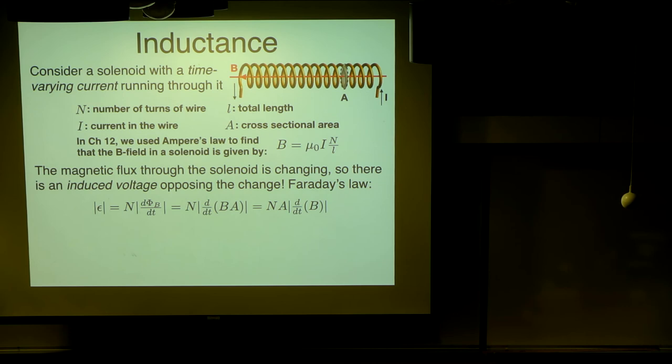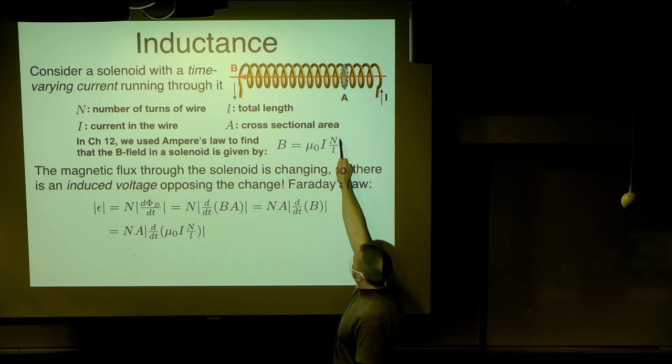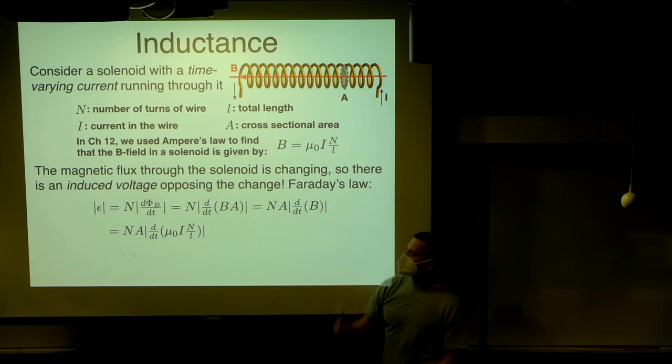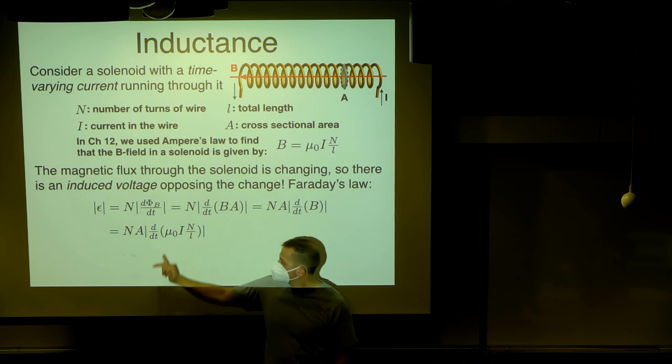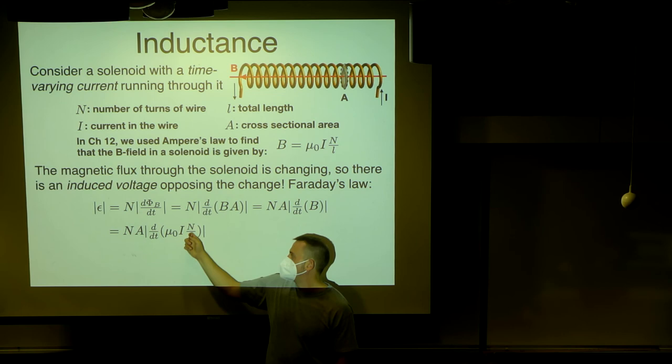But in place of B, in place of the strength of the B field, I'm going to insert this expression. This applies to solenoids. Again, we derived this earlier. So what I have now is N times A times the derivative with respect to time of mu naught times I times N divided by L. Okay? So just subbing in our expression for B right there.